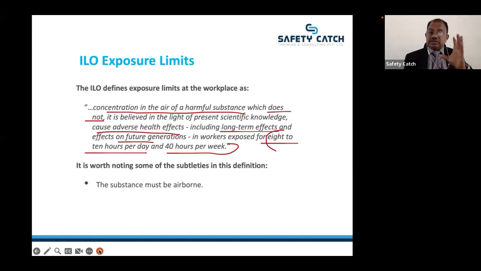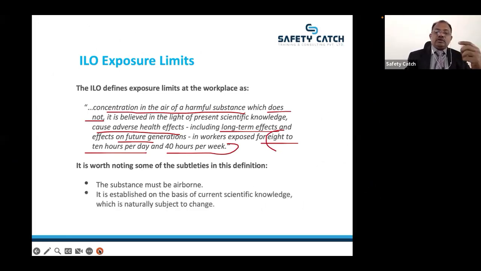The substances normally are airborne contaminants. Today we are only going to discuss airborne contaminants in this topic. Even though I took the example of radiation, radiation will come separately as one topic. So today our discussion point will be airborne contaminants like dust, fumes, gases.